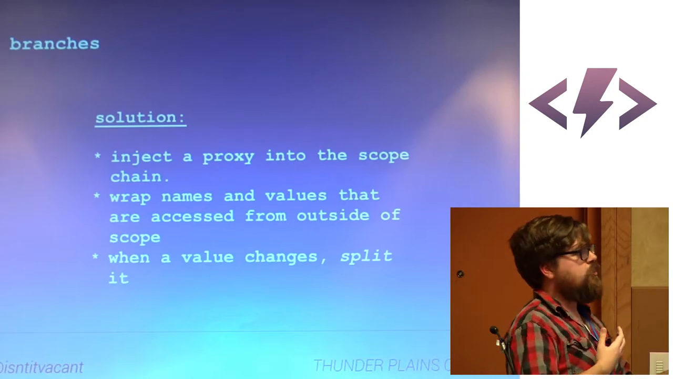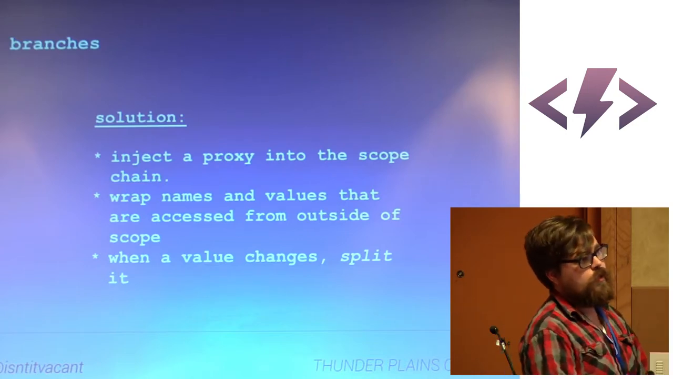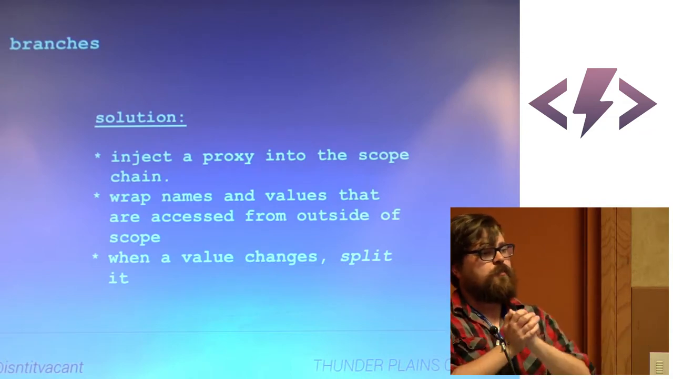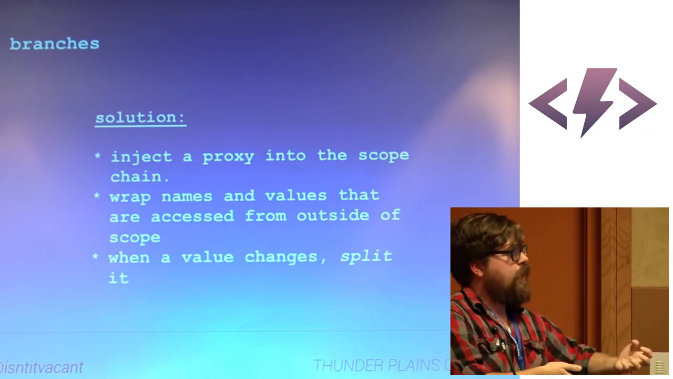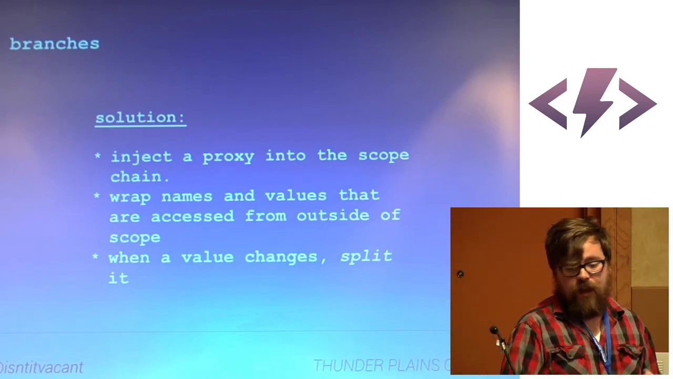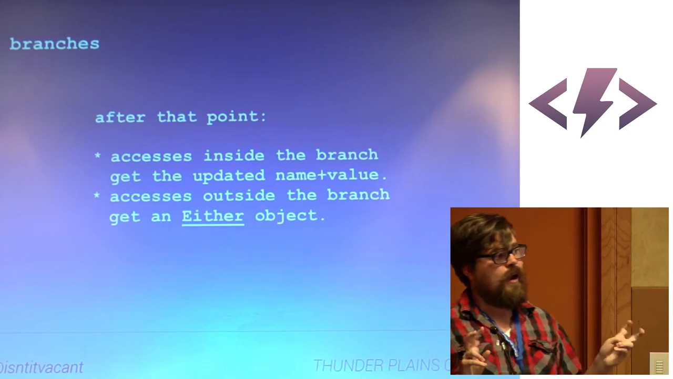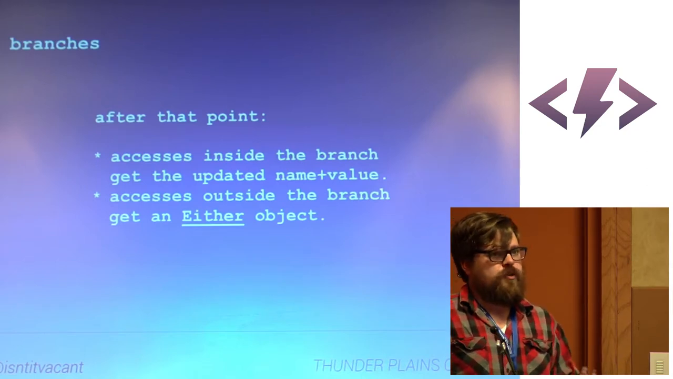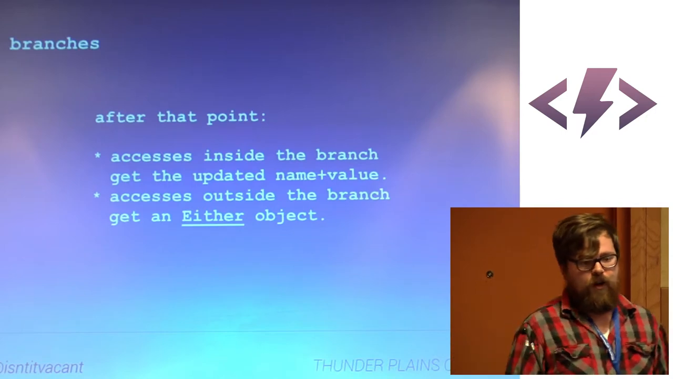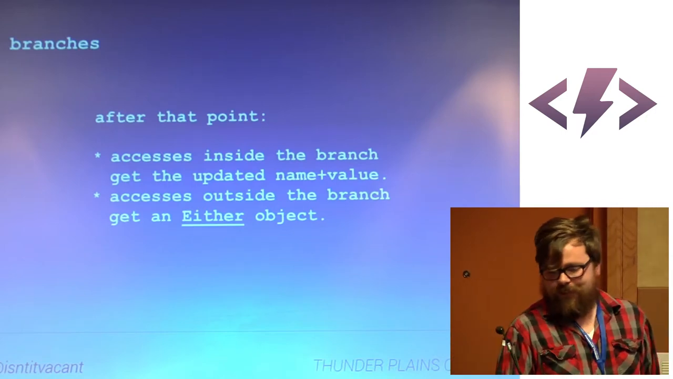So whenever you use those values transparently, it just comes out as a normal value. But when you change where a name is pointing, the name does a copy on write. So it actually splits that value pointed at into two things. It gives you back inside the branch one value, and outside the branch gets a new either object. It's kind of similar to, if you're in an SSA, something called a phony function or a phi function, which is really fun to say.